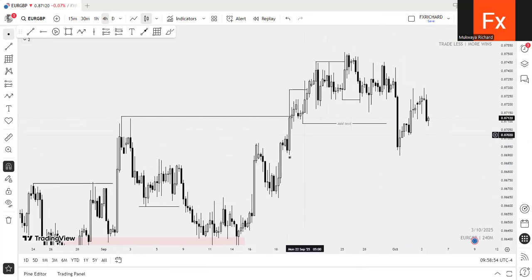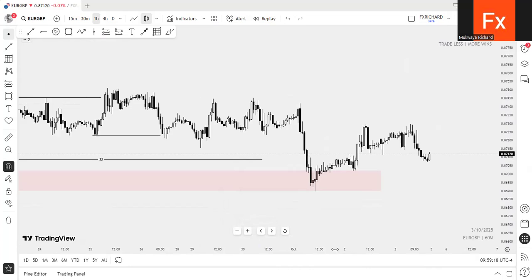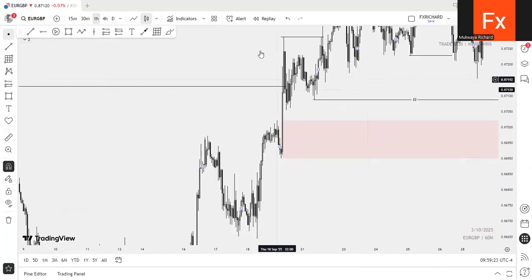Then what do we have below that liquidity? Below that liquidity, we had this order block. We had this order block here. But are we just going to buy from that order block? No, we can drop to H1 and see if there is any confirmation that will allow us to buy from that order block. Here on H4, you can see that we had this sweep of liquidity.